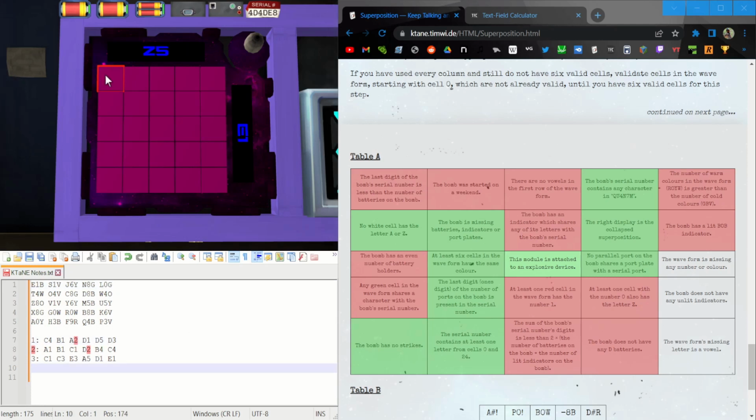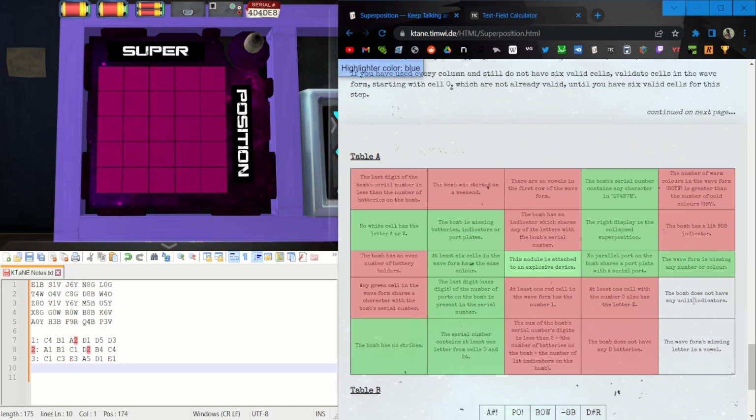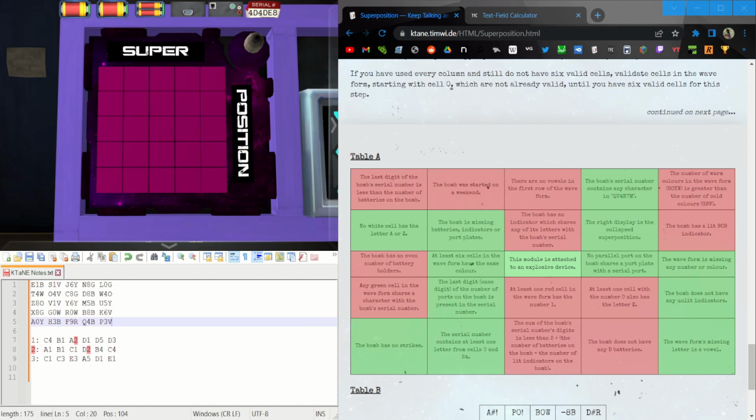And you can even take a look at the display here. We have not seen any cell with 2. So this rule is true. The bomb does not have any unlit indicators. This is also true. And the waveform's missing letter is a vowel. It's India, which is a vowel, so that's true. So we're done with that, and we could have stopped earlier if we wanted to, but we didn't.